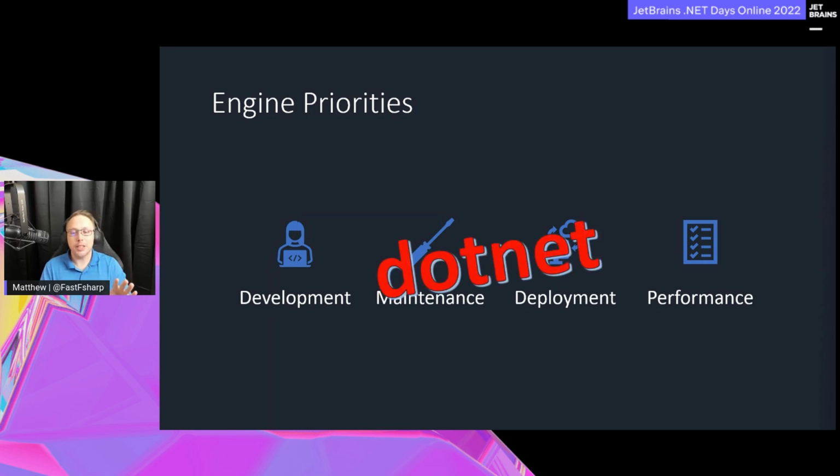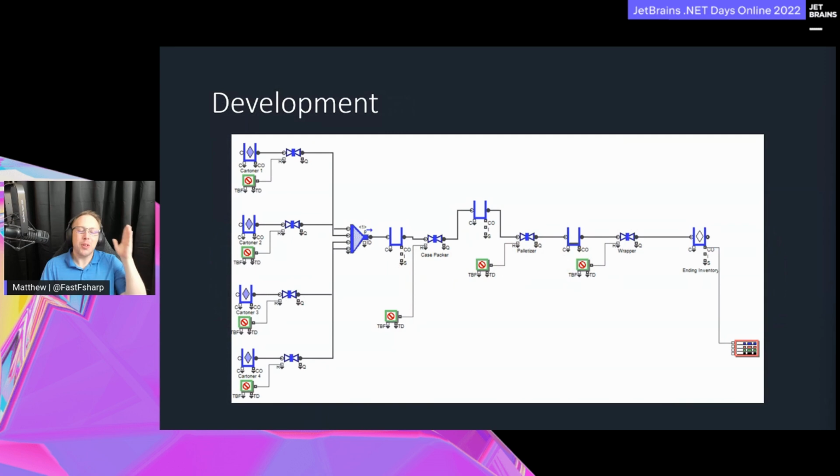Now, the fact that we're building on .NET addresses maintenance and deployment because we can just hook into all the tools that we have for deploying software: pull requests, GitHub actions, automated deployments, all that, because our models are all just .NET code. That leaves us with development and performance. So let's talk about the development aspect of this real quick. Typically, when it comes to these simulation engines, you are developing in some type of graphical user interface. We are clicking and dragging blocks around and connecting them.